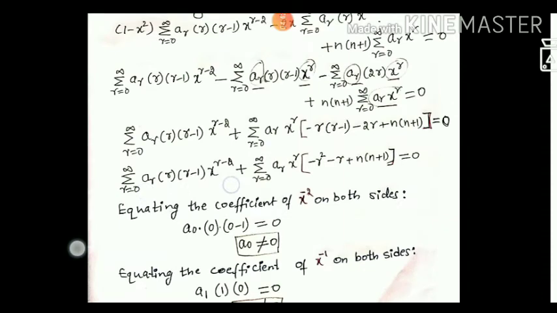First expression no change. Second expression sigma r from 0 to infinity ar x power r, and here minus r into r minus 1 minus 2r will be simplified by opening the bracket. We will get minus r square minus r, plus n into n plus 1 equal to 0.